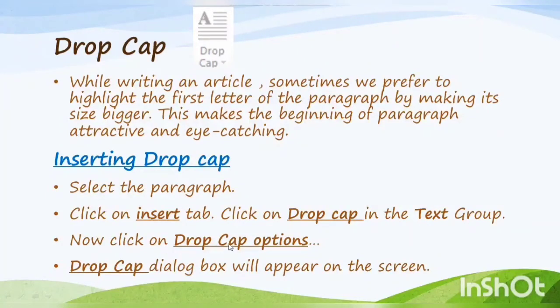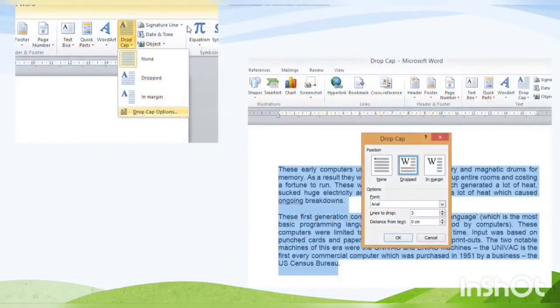Now click on Drop Cap Options, and the Drop Cap dialog box will appear on the screen. I'll just show you, this is the image of it also. Just go to your Insert tab, and when you click on Drop Cap, you have to choose Drop Cap Options. In Margin and Dropped options are already available. If you don't choose that, other than that, you can go here also. When you click on that, you get this Drop Cap Options window. As you can see, Dropped and In Margin, both the options are available. If you're just going to use this one, you can directly click on it.